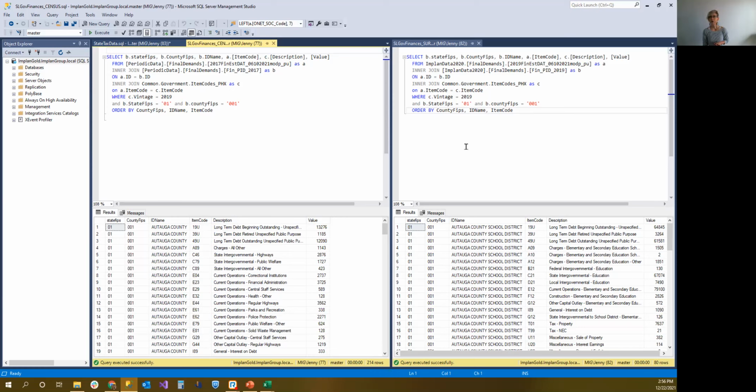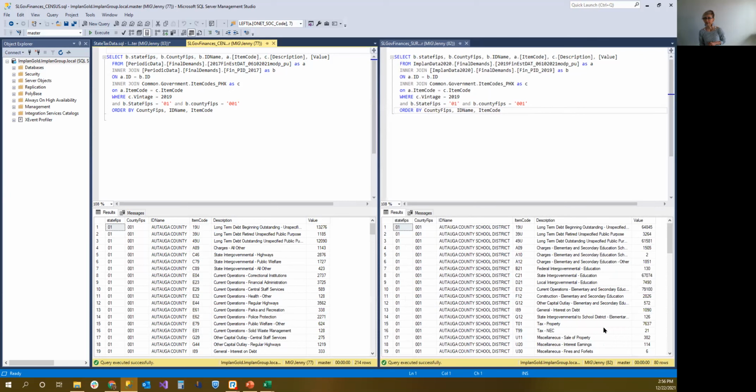Now on the right-hand window, I am running the exact same query for the exact same county, but I am pulling from the latest survey of the state and local government finances. And in this case, you can see down here that I only have 80 rows because it is just a survey. So it's a sampling. So not everything that's over here on the left is going to have a value over here on the right. So we just take the ones that are over here on the right side and we update the values that are over here on the left side.